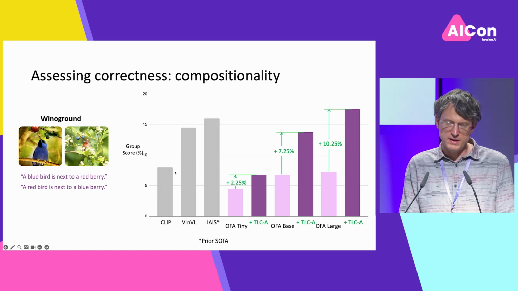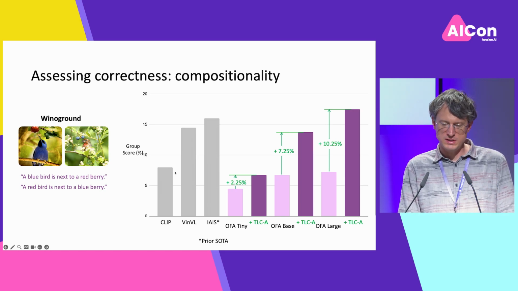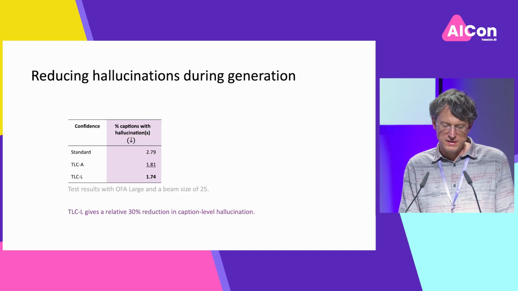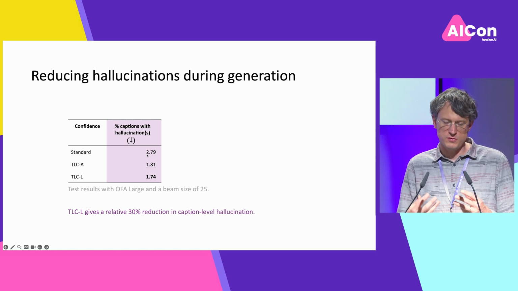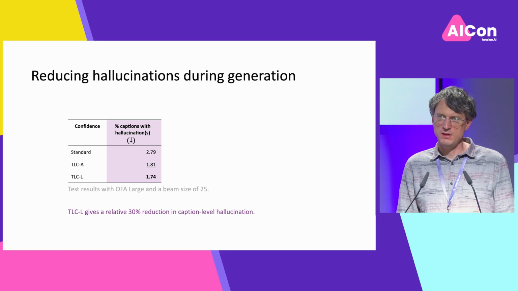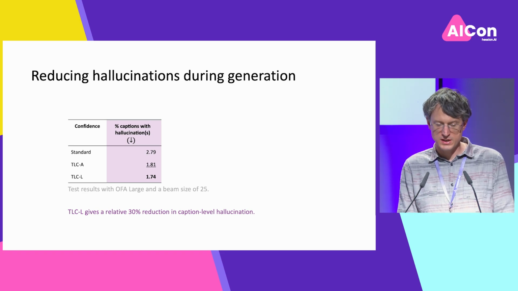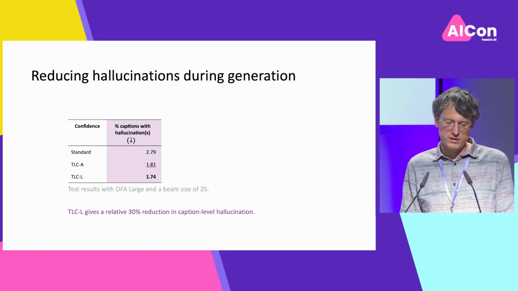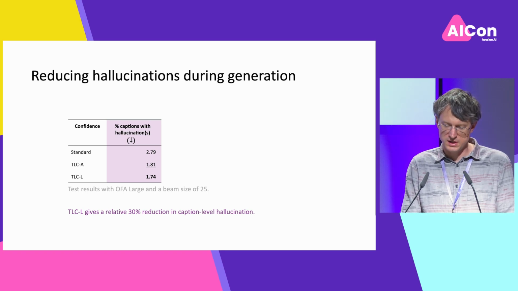We can also apply this to captioning, which means generating a caption. And we find that the standard model gets around 2.7% of captions where it hallucinates, so generates wrong objects. And our models get significantly lower hallucination rates on this task.